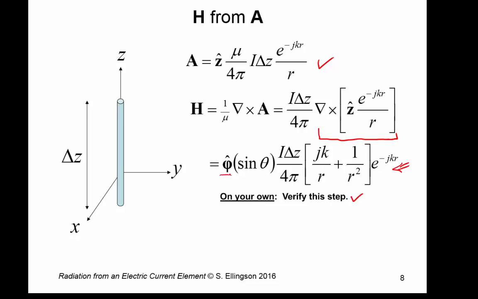So I get phi hat, a factor of sine theta, the current moment divided by 4 pi, and then here's some magnitude factors, one that goes as 1 over r, another one that goes as 1 over r squared, and then the phase factor. So right away you can see that this looks like a spherical wave. This is e to the minus jkr, that's a phase front which is constant over a spherical surface surrounding the current moment. And then we see 1 over r here, so that's like a simple spherical wave. But we also see this 1 over r squared dependence, which kind of muddies the water a little bit.